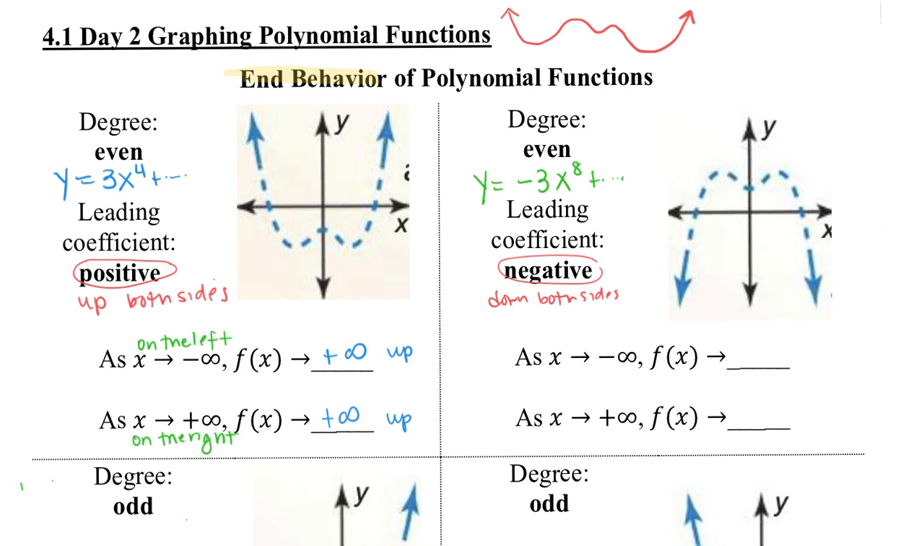Okay, the way we write that, we're saying on the left, I want to say the graph goes down. Negative infinity means it goes down. Okay, as x approaches positive infinity, on the x means the number line. On the number line, the positives are on the right. So on the right, the graph also goes down. Negative infinity.